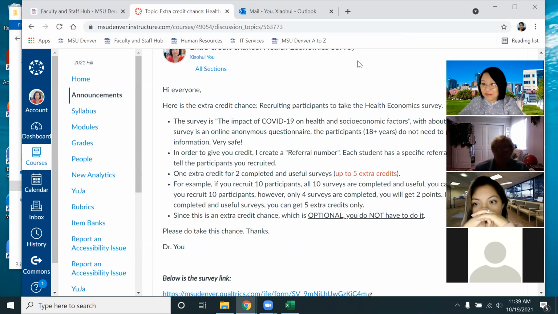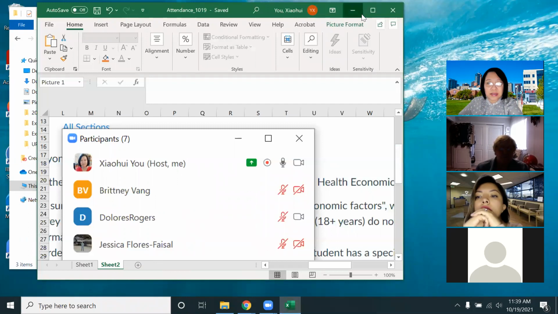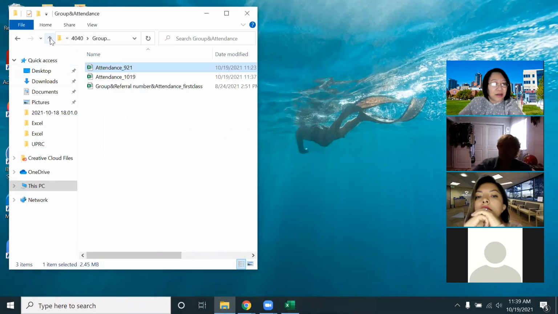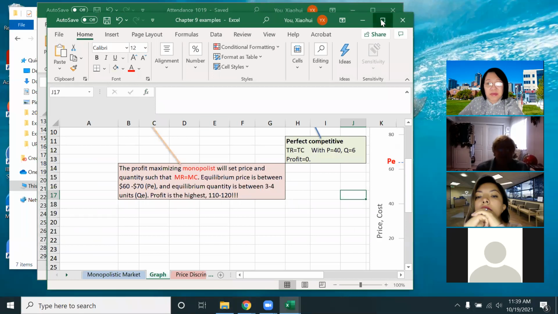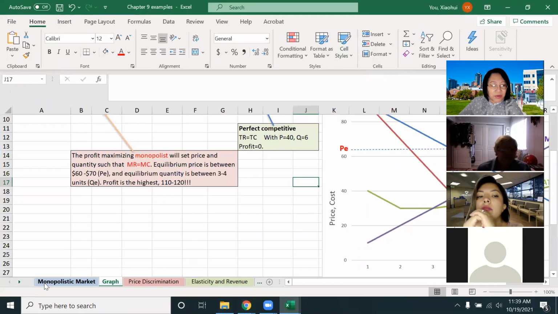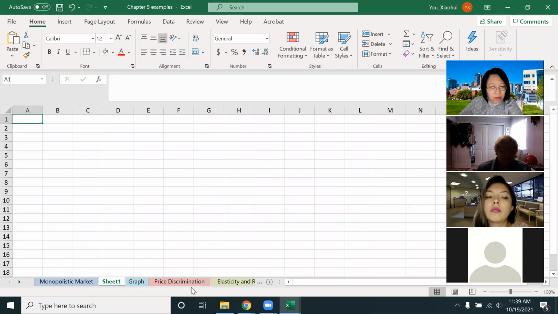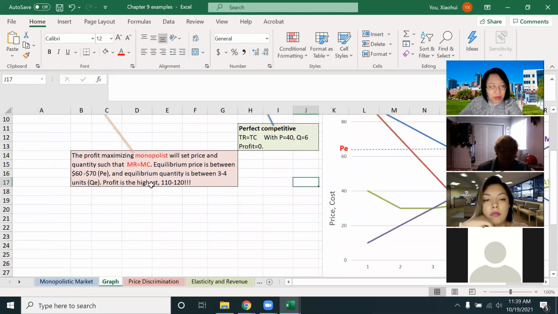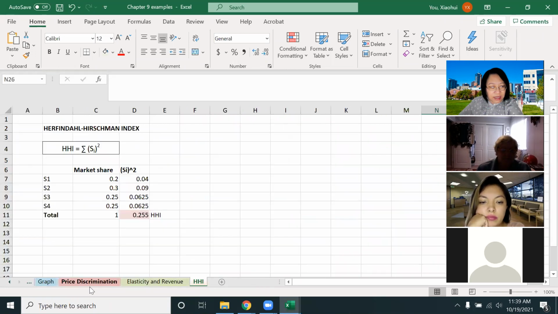Any more questions? If not, let's open the attendance. Let's open the Excel file, the chapter 9 examples. We have 1, 2, 3, 4, 5 spreadsheets.